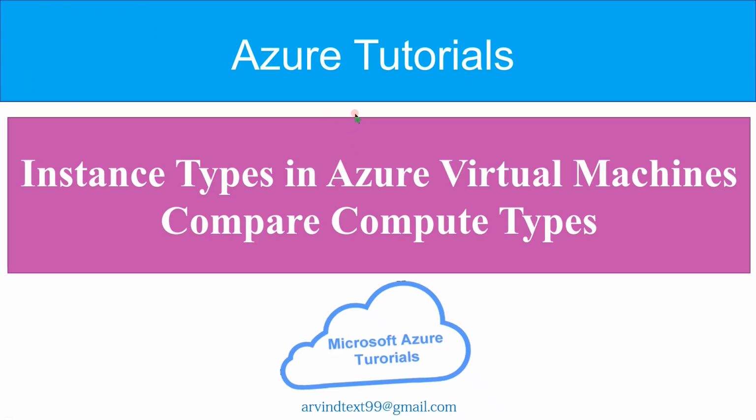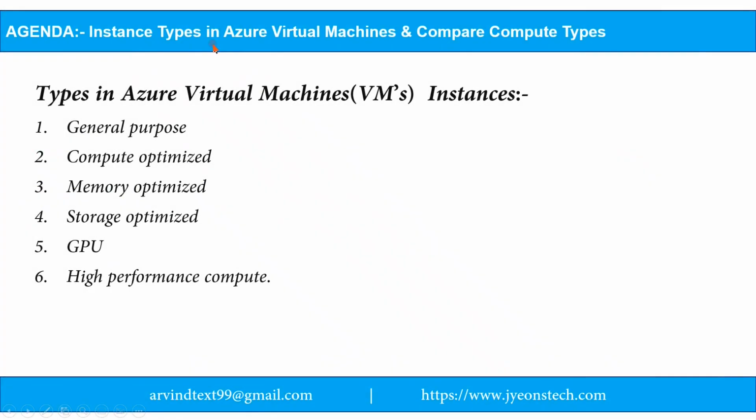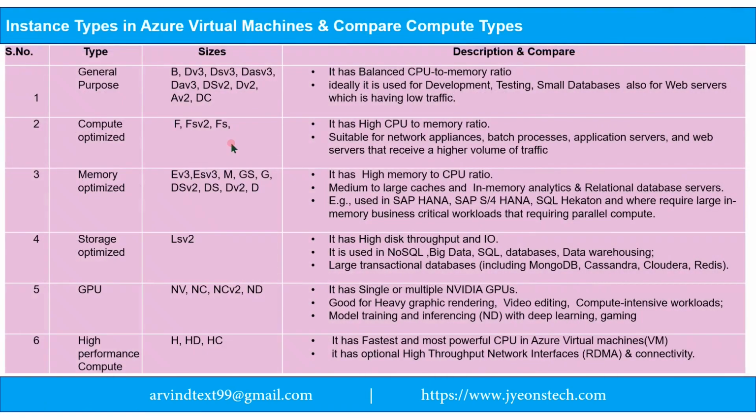So today we will discuss instance types in Azure virtual machines and compare compute types. Today's agenda is instance types in Azure virtual machines and compare compute types. These are the instance types: first, general purpose. Second is compute optimized. Third is memory optimized. Fourth is storage optimized. Fifth is GPU, and sixth is high performance compute. These are the virtual machine instance types currently available, so let's discuss them.